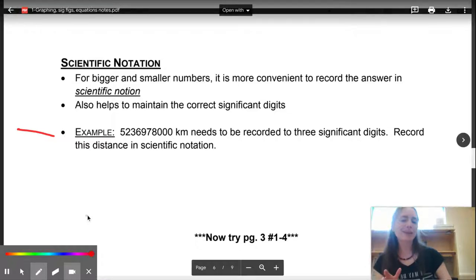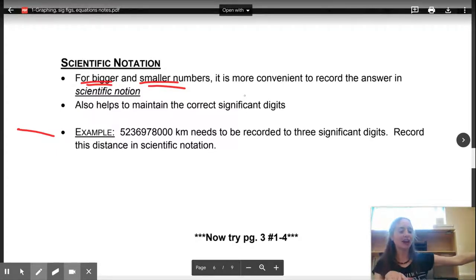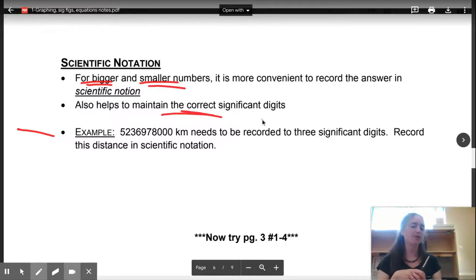This is really handy when you're going to be taking numbers that have a zillion significant digits in your answer, but you're only allowed to have, say, 3 sig digs. You then are forced to put your answer into scientific notation. So for really big and really small numbers, it's super convenient to use, say, 5.4 times 10 to the power of 20, instead of rattling off 19 digits after 20 digits after that decimal place. So it makes a huge difference. It also helps maintain the perfect number of sig digs.